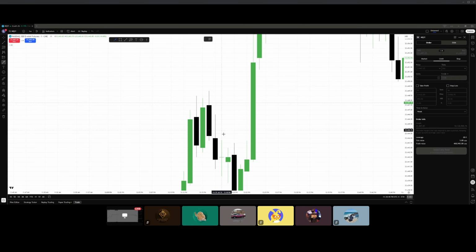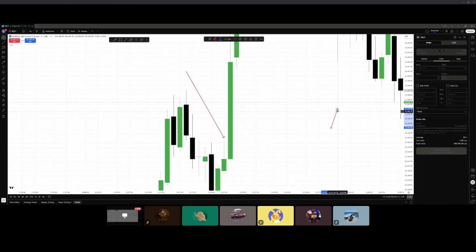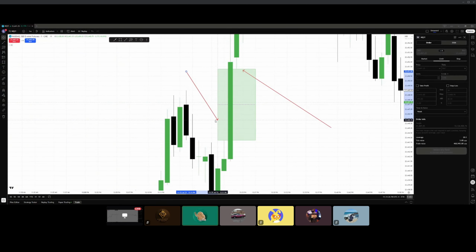So you see this wick right here, and then you see that wick right there. And then you have this gap that's between them. So between this wick and this wick, you have a gap right here. That's what makes it a fair value gap.